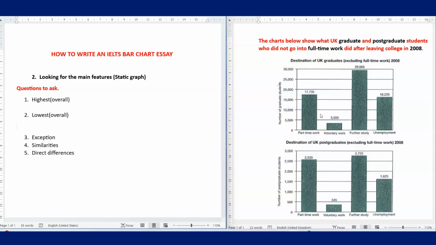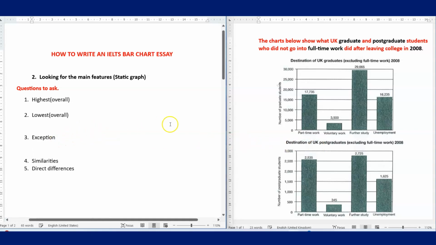Aside from that, are there any exceptions? Particularly, I can't see any exception here. I can only see the high and the low, but it seemed that all of them had the same pattern. If you take the further education, it was the highest, followed by the part-time education, right? And then we have those who were unemployed, and then the final one was the voluntary. So that's how the stages were in both of them.